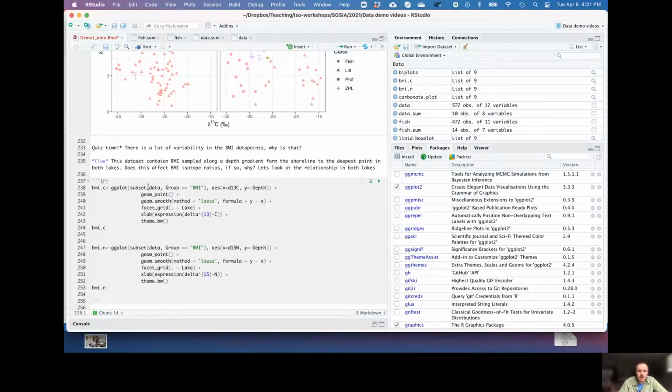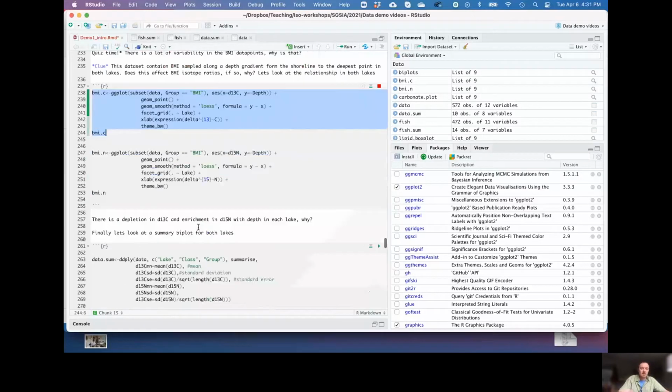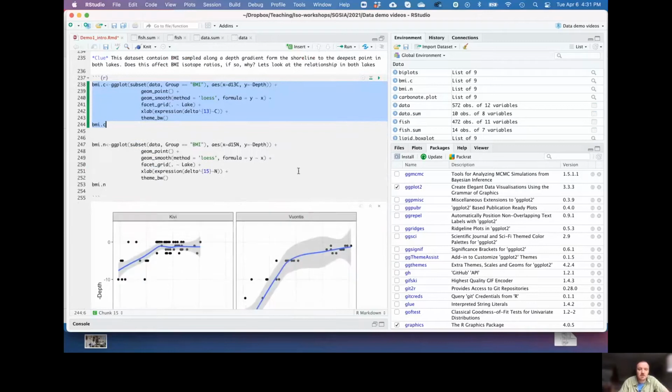So again, we're doing a little plot here. Using ggplot, we're doing one just looking at carbon, just looking at invertebrates. Okay, so we're subsetting out invertebrates. X is our d13C and Y is our depth. And then we're going to run that through and have a look and see what it shows us.